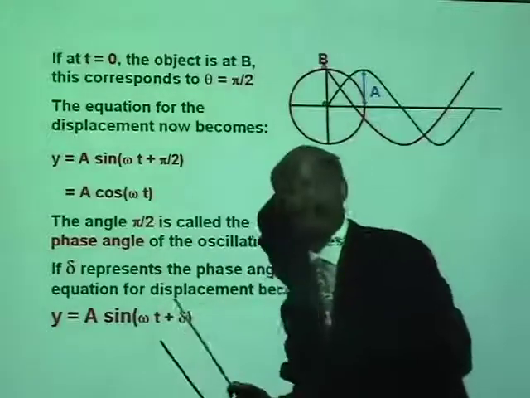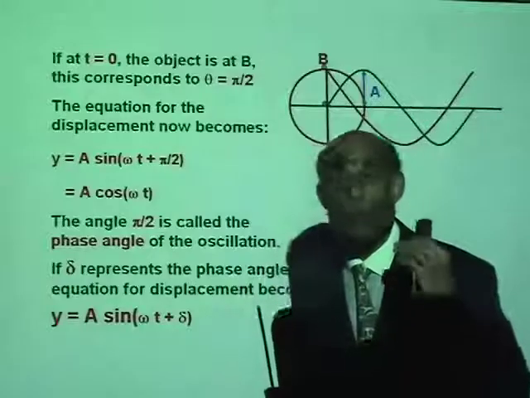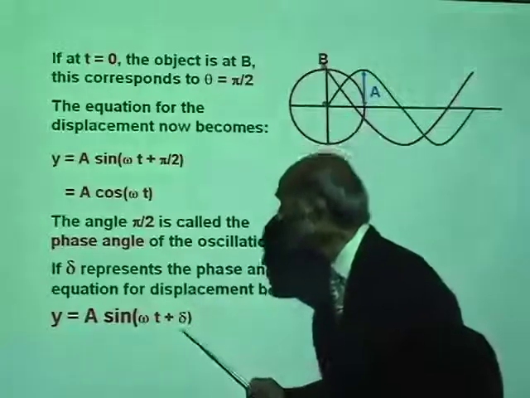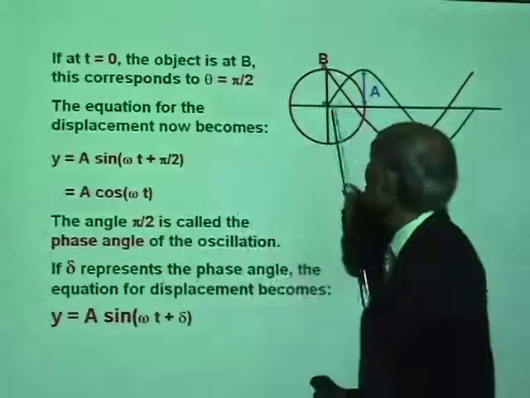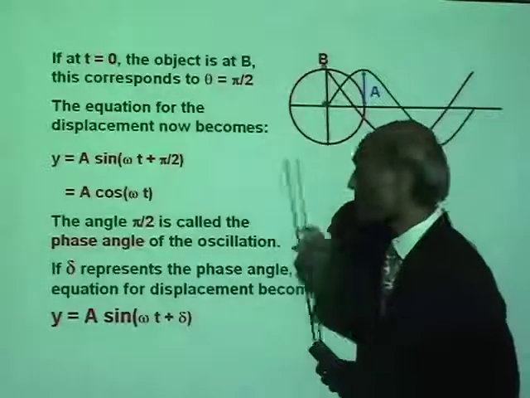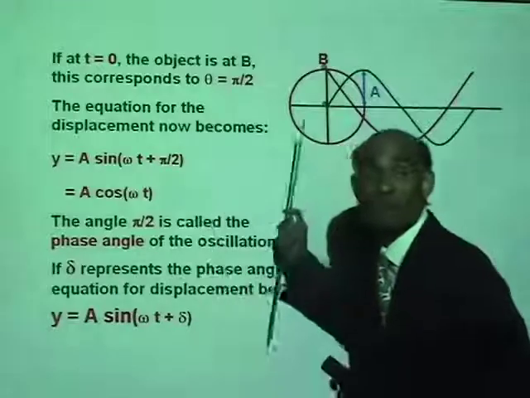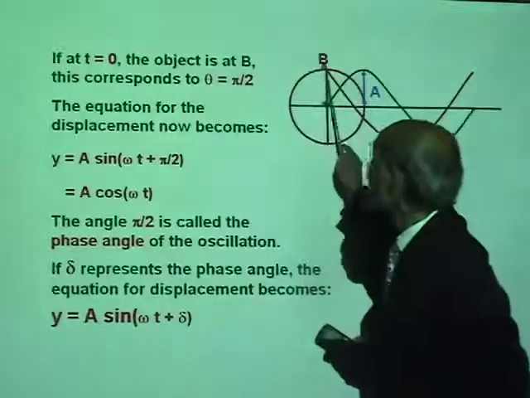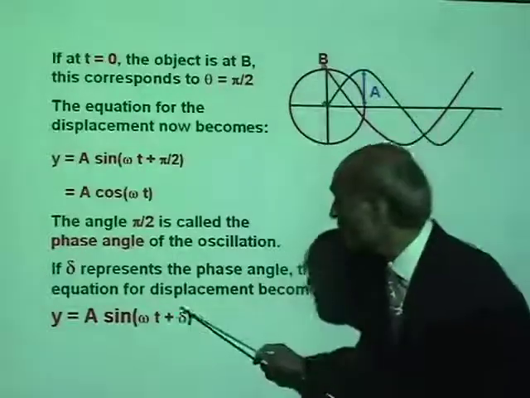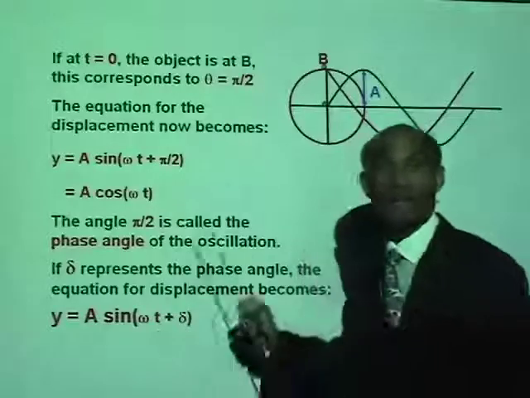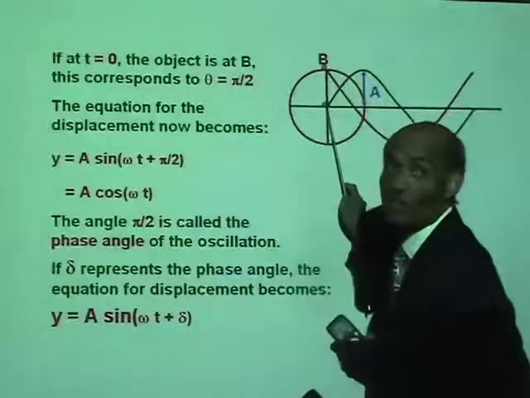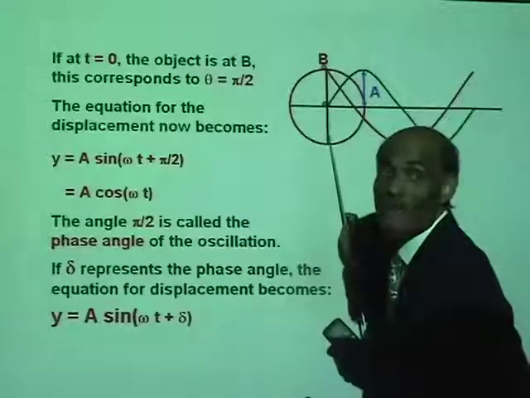This delta, the value of that delta will tell you where exactly the object is when you start the clock. If delta equals 0, the object is at the origin and is beginning to move up. If delta is pi by 2, when you start the clock, the object is at the upper extreme and is beginning to come down. If this delta is pi, it means the object has actually gone up and come back to the origin and is now beginning to move down.